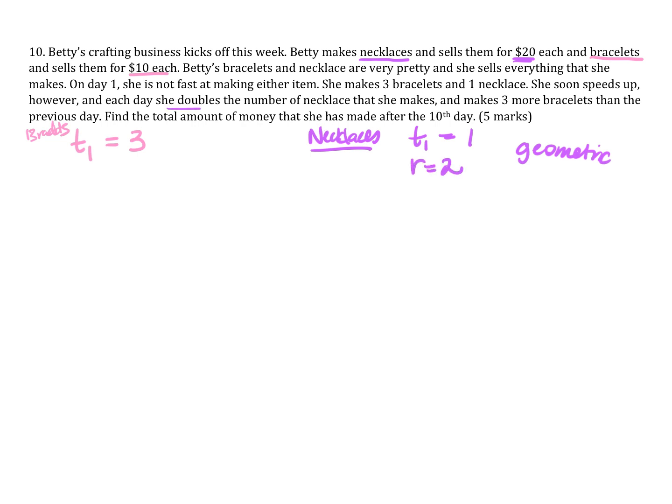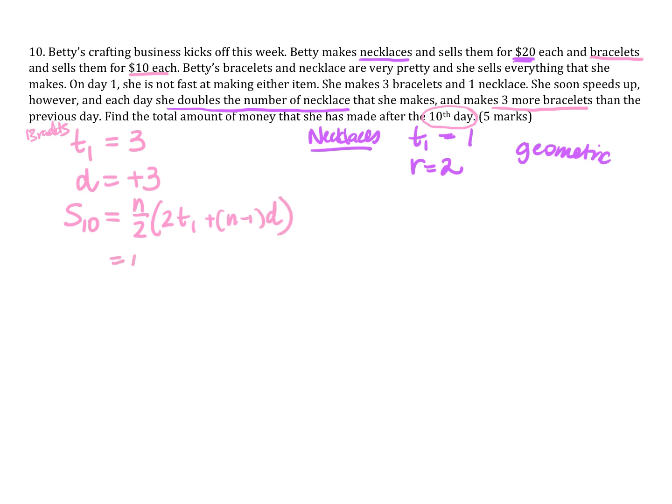She doubles the number of necklaces she makes, and she makes 3 more bracelets than on the previous day. So this one here is arithmetic for bracelets, and it is a +3 pattern. Okay, find the total amount of money that she has made after the 10th day. So this is a sum of the sequences question. I want to find the total number of bracelets that she has made after 10 days. So firstly, I'm going to ask the sum of 10 terms here. n over 2, 2 term 1 plus n minus 1 lots of the difference.